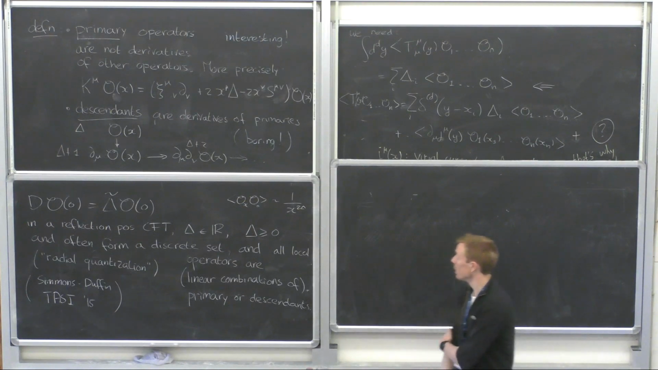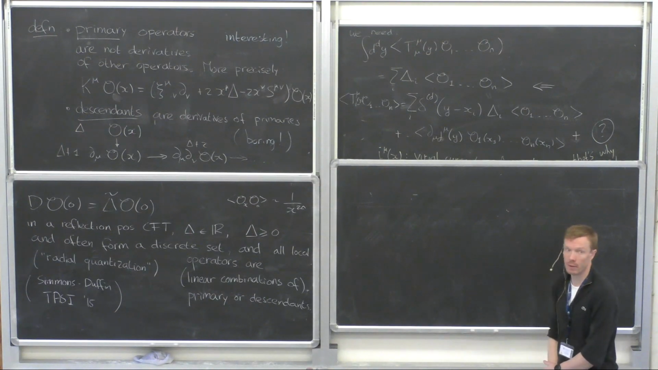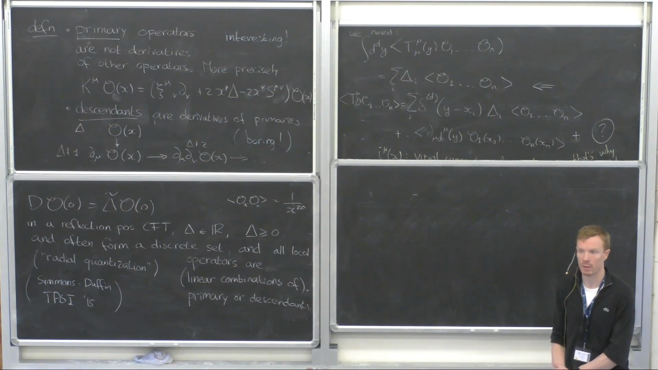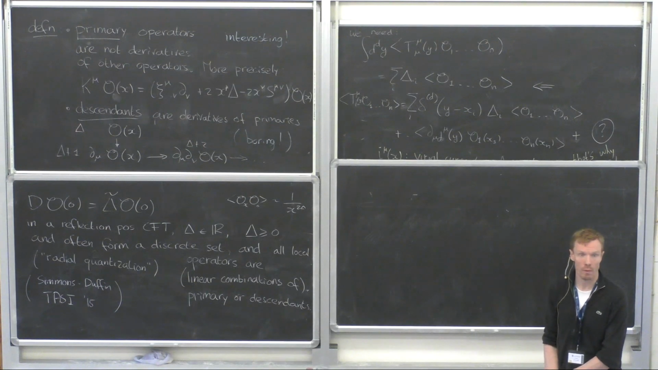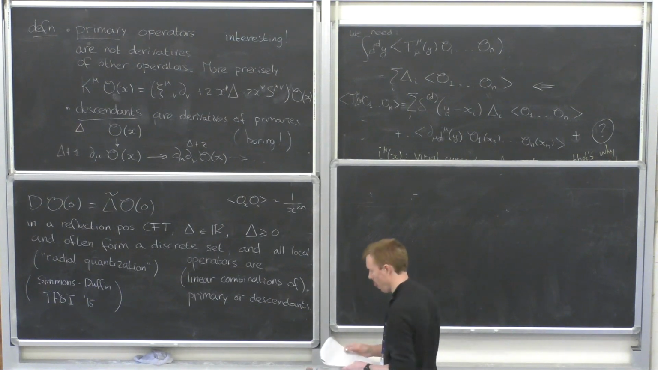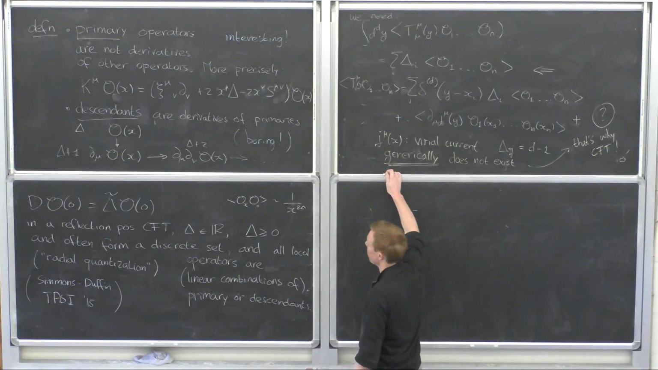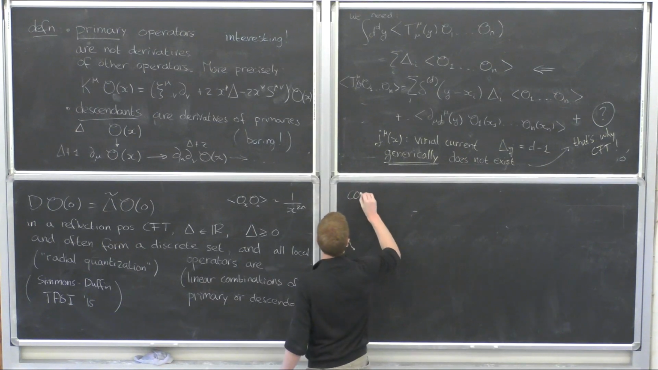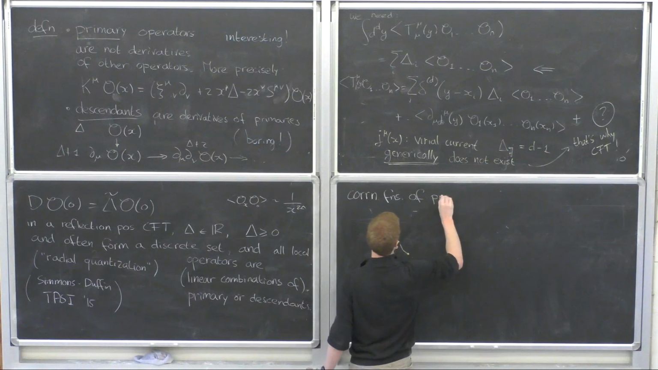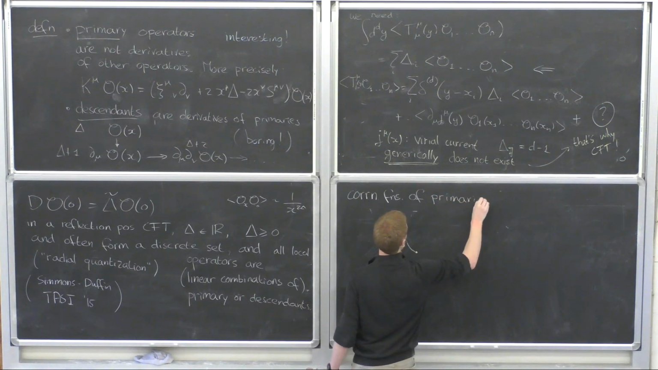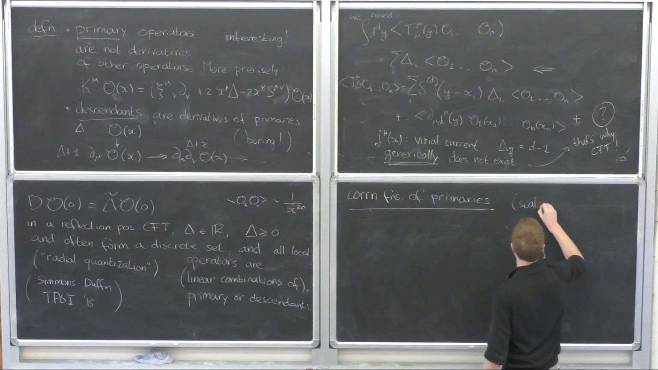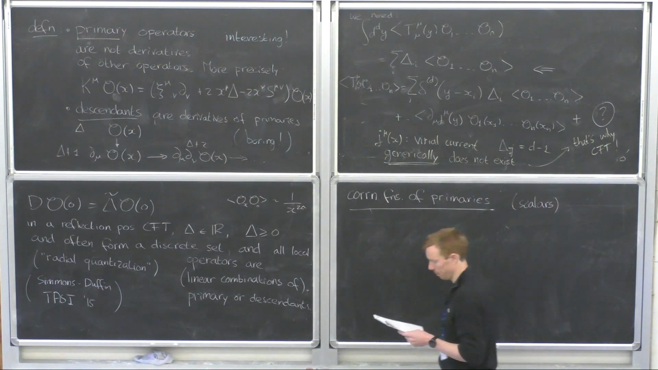Okay, so let's write down then the correlation functions of primaries and descendants. Is everything clear so far? Any more questions? No? So we want to know correlation functions of primaries. Let's restrict ourselves to scalars for simplicity.